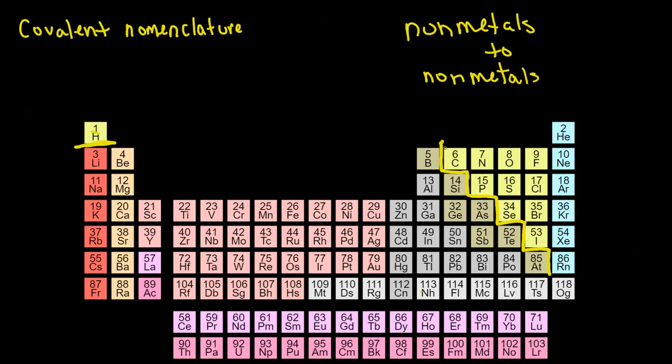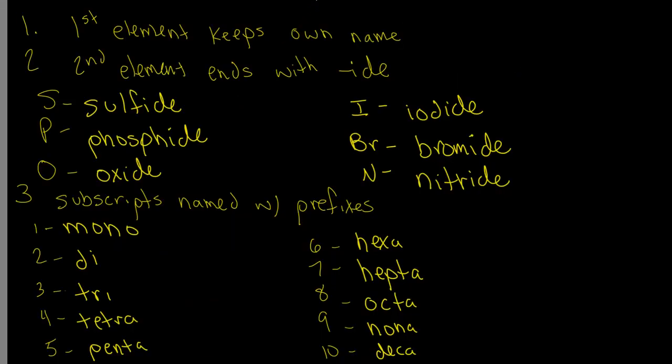So if it's on the right side of the staircase, it's a nonmetal. And don't forget about hydrogen. It's a nonmetal as well. Then you got your 3 rules. The first element keeps its own name. The second element ends with IDE. Subscripts are named with prefixes. If you can remember those 3 rules and how to determine if it's a metal or a nonmetal, you shouldn't miss any covalent nomenclature problems.